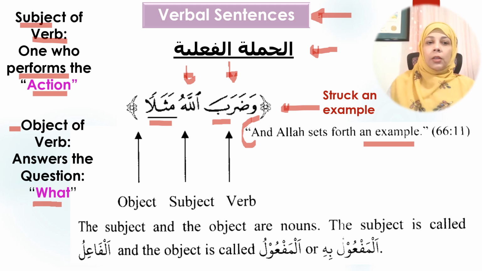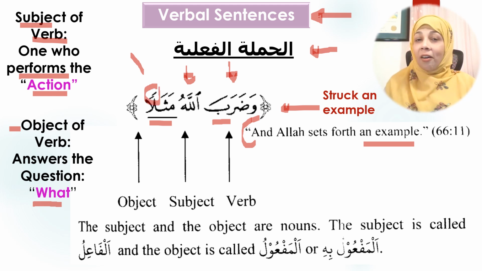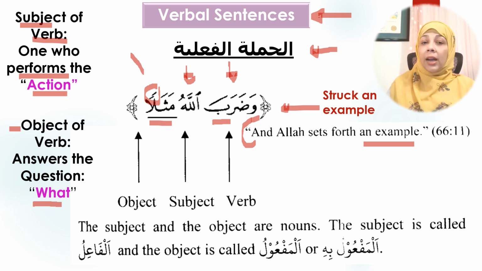Okay, and also observe that we learned before that when you see a tanween at the end, it is a sign or a marker of indefinite, right? So this is an indefinite noun. See, in English, you say an example, right? So this is an indefinite noun, which is serving as the object of this verb, daraba.